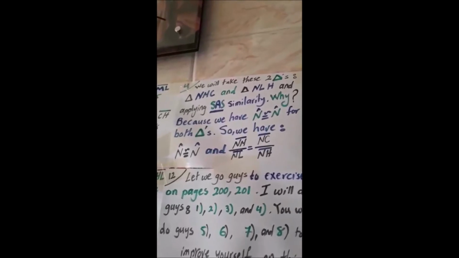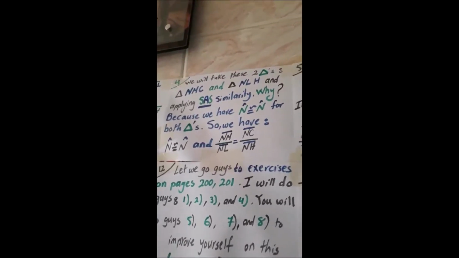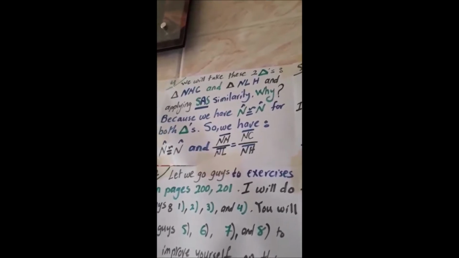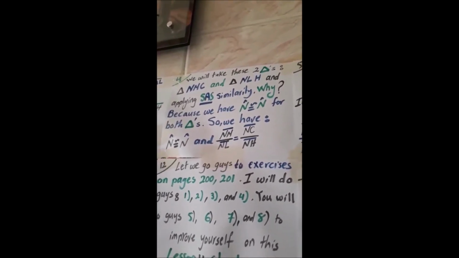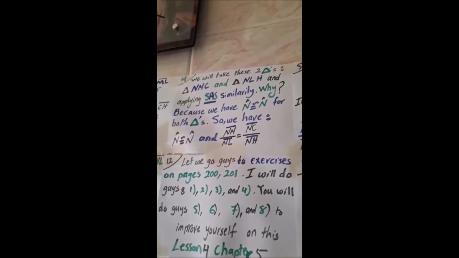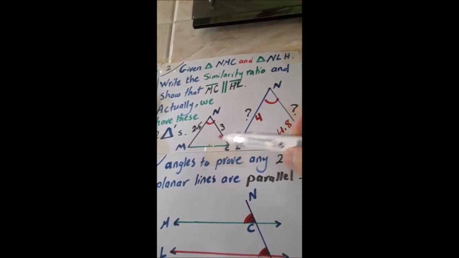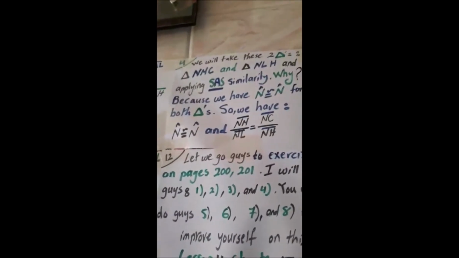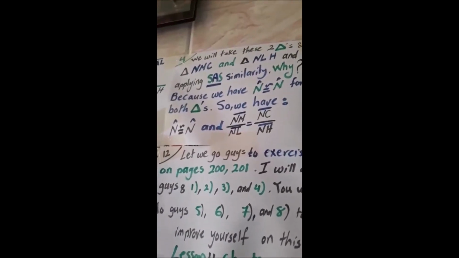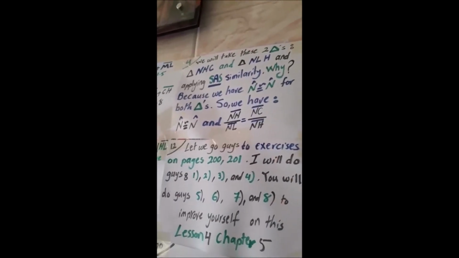So we will take these two triangles, NMC and NLH, and I wrote that we will apply side angle side similarity for these two triangles. Why, guys? Why do you think? Yes, because we have angle N with angle N. It's so clear, guys. If you go back to these two triangles, you will see the same angle in both triangles, N for the small one and N for the bigger one. And so we can apply side angle side. That means angle N with angle N, and we will take the proportion of the corresponding sides.